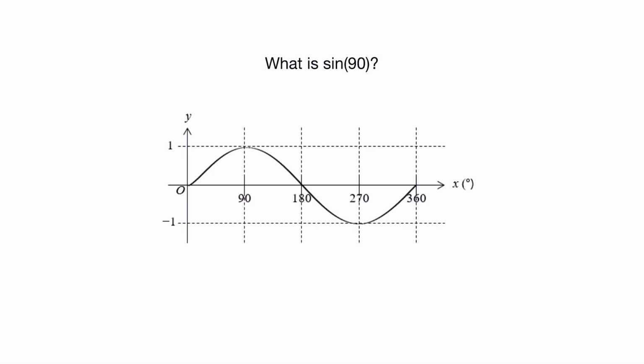So a question you could possibly get is something like this. This is a very easy question. What you want to do is look for where x is 90. So that's that point. And because you know from your knowledge of the graph that it is 1, because the peak of the sine graph is at 90.